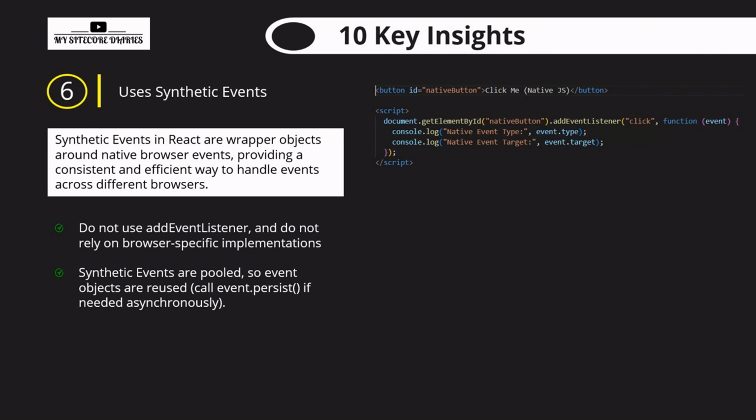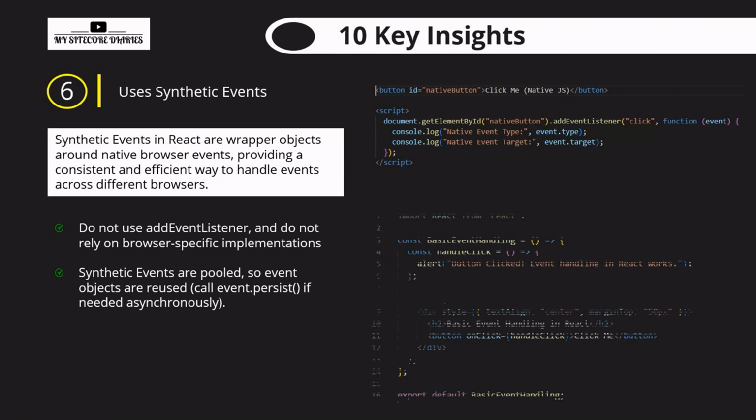As I discussed, when you use JavaScript, you generally use addEventListener and getElementById. Okay, and then from this ID you are attaching the event listener, the click event is attached here. Okay, this is how you do it in JavaScript, but React uses a synthetic event. So this is a synthetic event which is actually wrapping an event inside a synthetic event object.